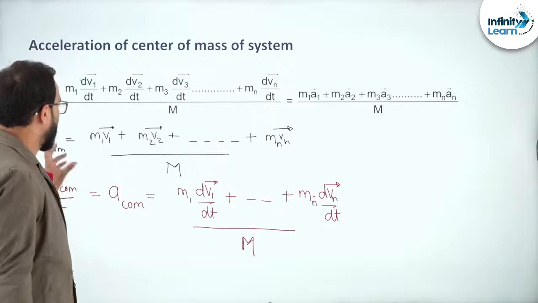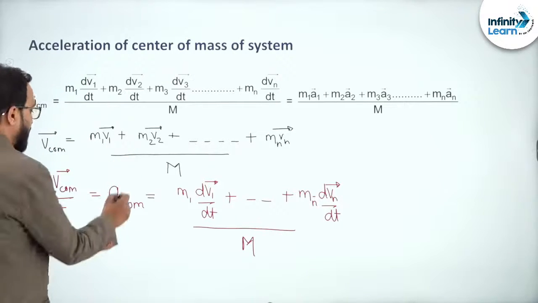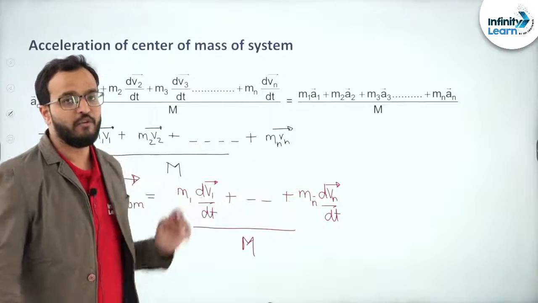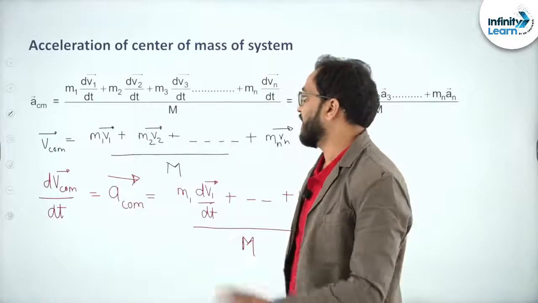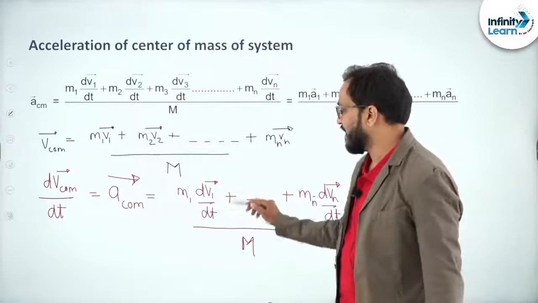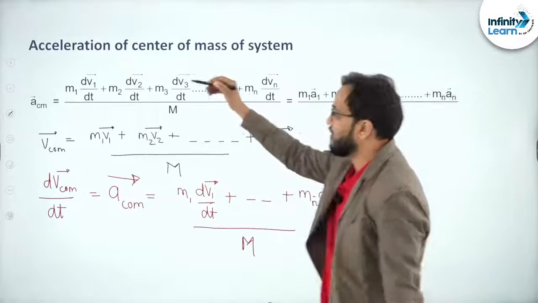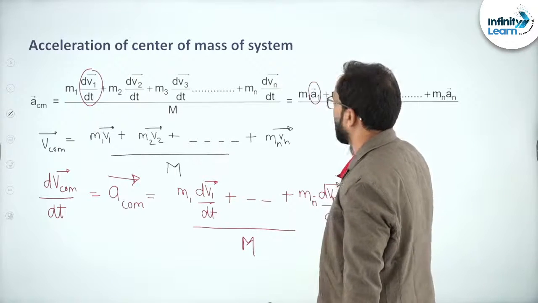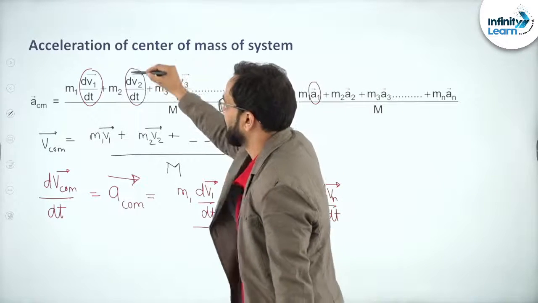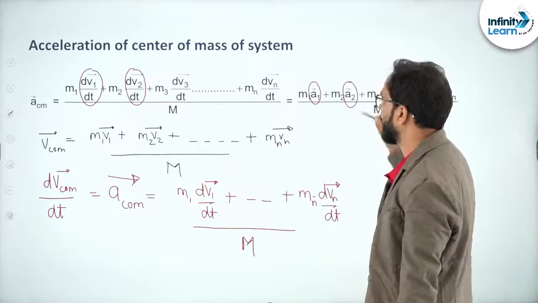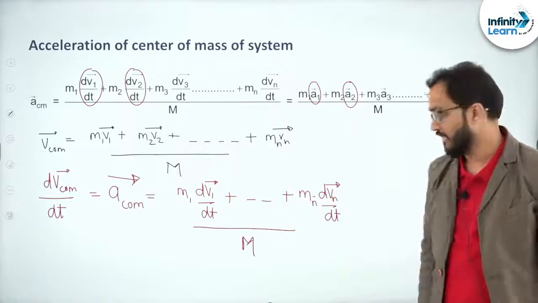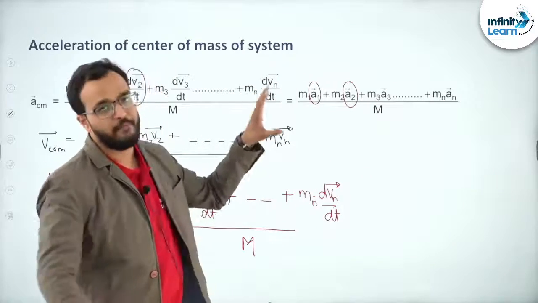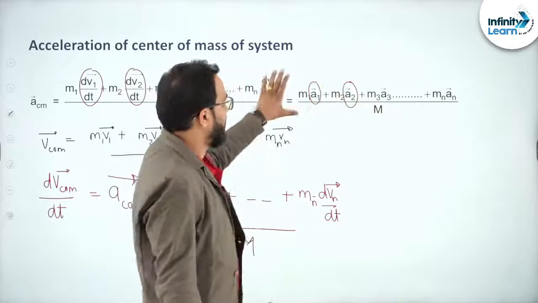So I have differentiated this equation on both sides, and what I have got is the acceleration of the center of mass, which is this. Now if you look at this equation carefully, you will realize that dv1/dt, dv2/dt, these things, what are they representing? They are representing the acceleration of the single particles, like this. This is representing the acceleration of the second particle. Yes or no?